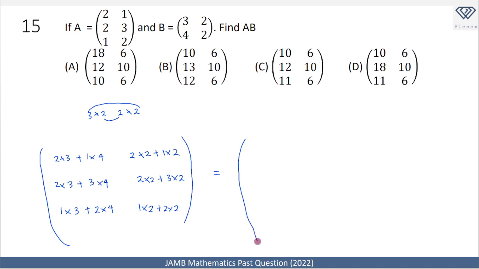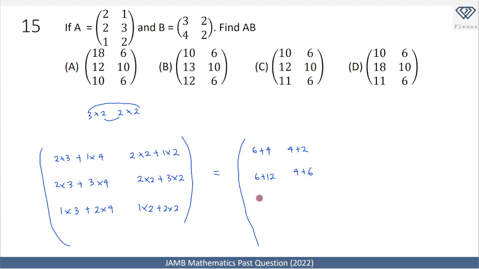So let's get started. What is 2 times 3? 2 times 3 is 6. And what is 1 times 4? 1 times 4 is 4. So we have 6 plus 4. The next one, what is 2 times 2? 2 times 2 is 4. And 1 times 2 is 2. Next one is going to be 2 times 3 is 6, and 3 times 4 is 12. Next one is going to be 2 times 2 is 4, and 3 times 2 is 6.